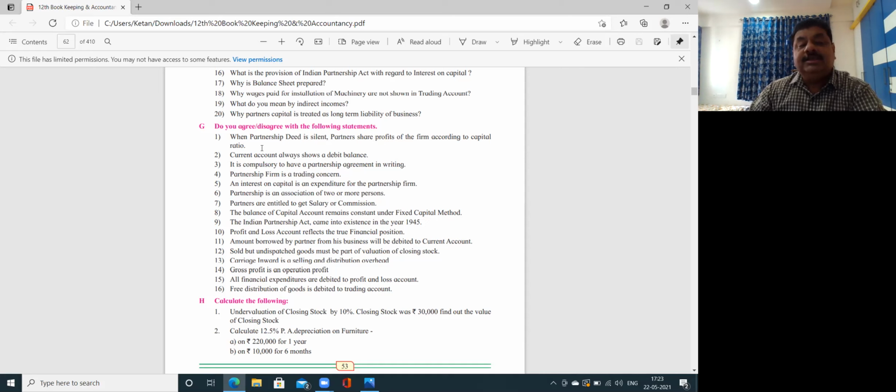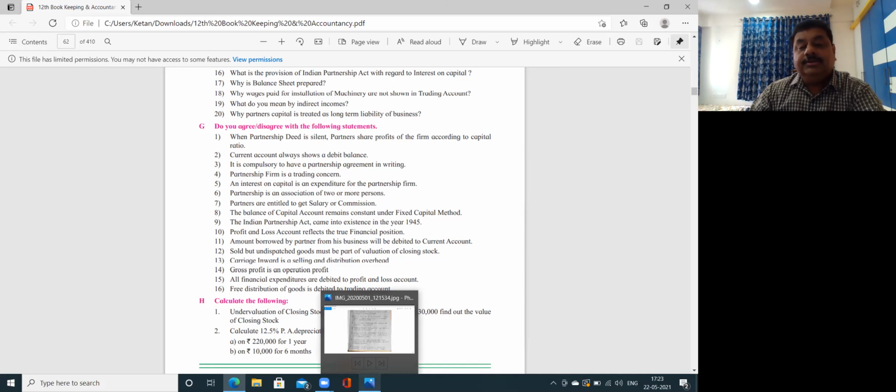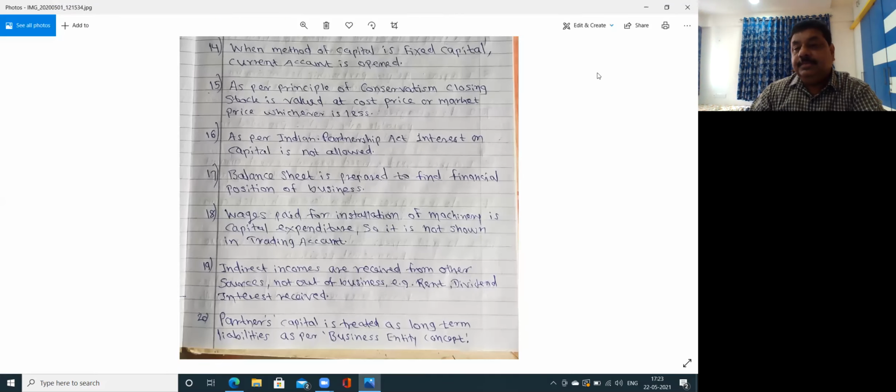When partnership deed is silent, partners share profits of the firm according to capital ratio. Okay, यहाँ पे आपको लिखना है I do not agree. Okay, यहाँ पे देखो, एक मिनट.